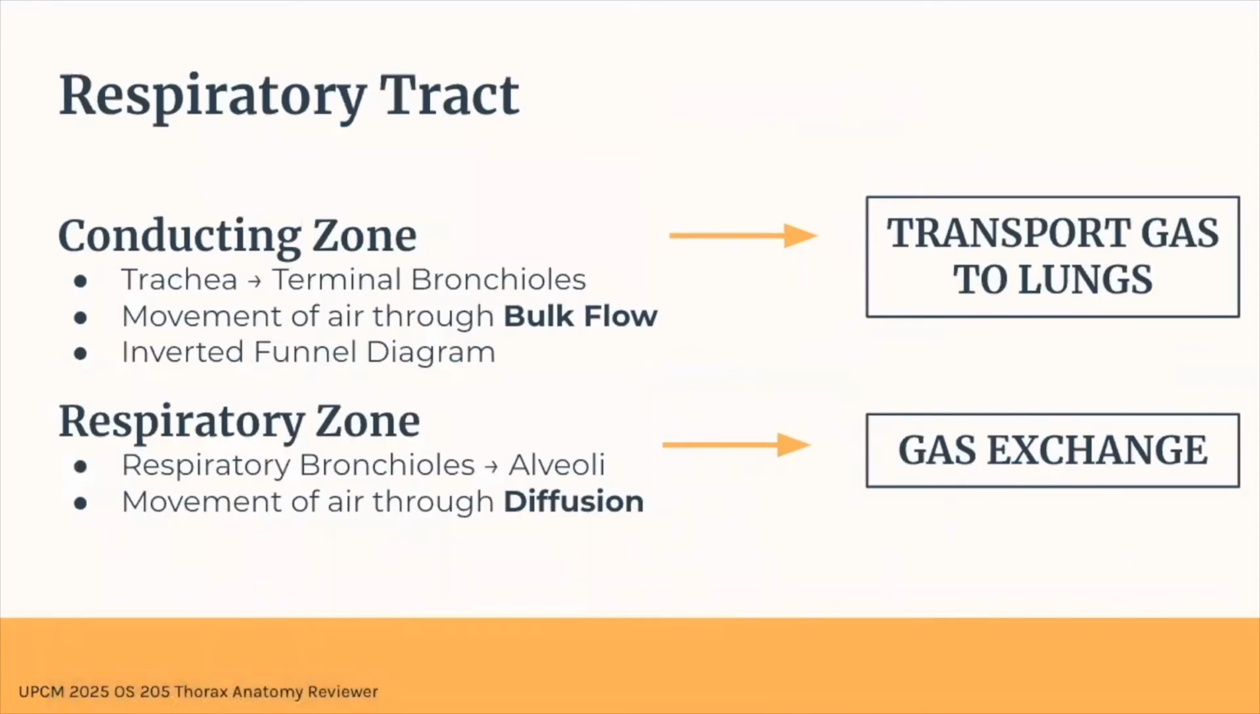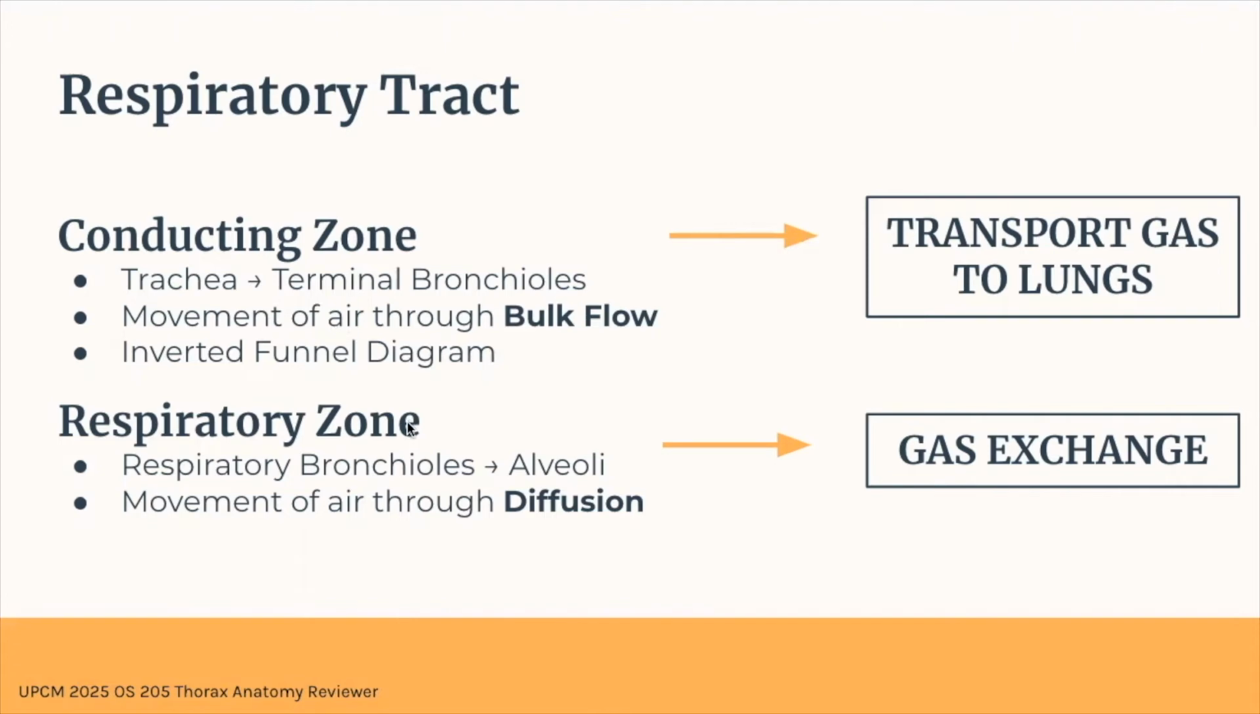So, I hope everyone is familiar now with this, no? You have two zones in your respiratory tract: your conducting zone and your respiratory zone. Your conducting zone is from your trachea to your terminal bronchioles. The function of the conducting zone is to transport gas to the lungs. It's a conduit, kumbaga. Walang gas exchange na gaganap dito. Dinadala lang nila yung gas papunta sa lungs mo. So movement of air is through bulk flow, no? And later we will discuss the inverted funnel diagram.